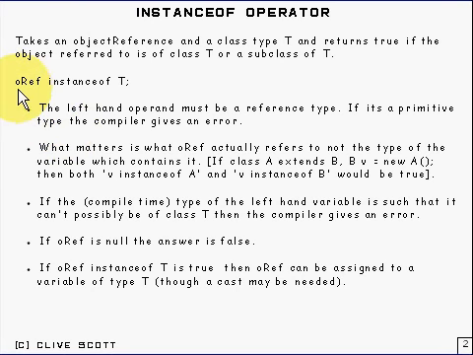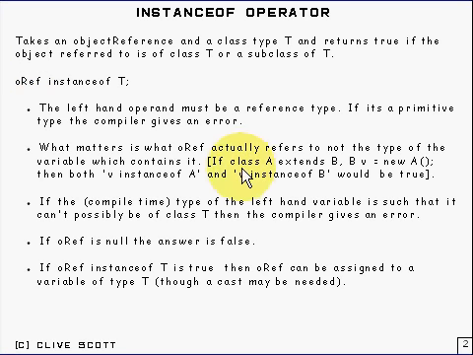And a reference type could be a variable, or it could be an element of an array, if that array is an array of some particular class rather than an array of primitive type, for instance, or an array of an array or something like that. Now what matters, in fact, is what that reference actually refers to, not the type of the variable that's being used to refer to it.